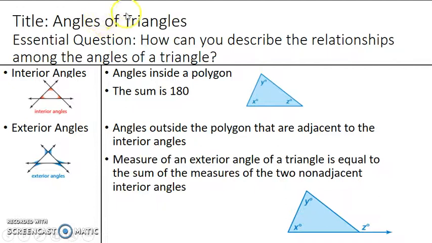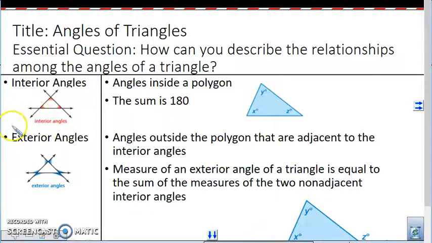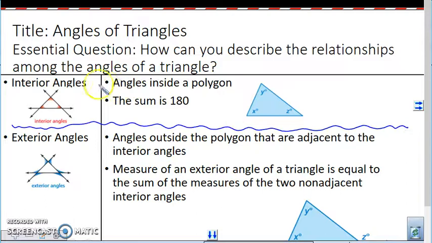Go ahead and title this Angles of Triangles. And your essential question is, how can you describe the relationship among angles of a triangle? First, we have two types of angles. We have inside angles and we have outside angles. Inside angles, we don't say inside, we say interior, and outside, we say exterior. In this first slide right here, I kind of broke it up into these two parts. These are our two ways we describe relationships among triangles.